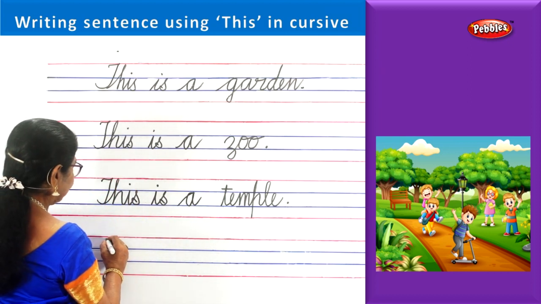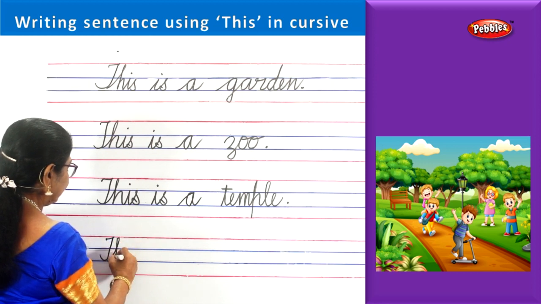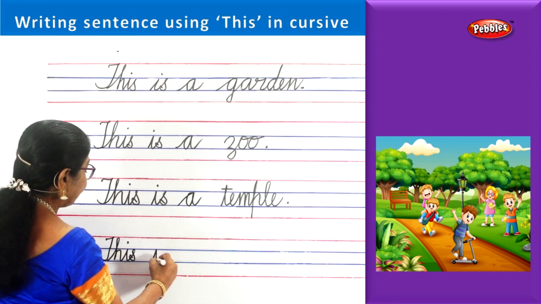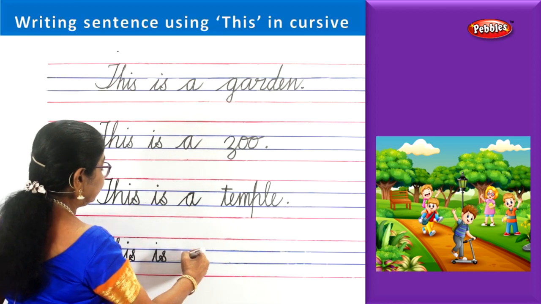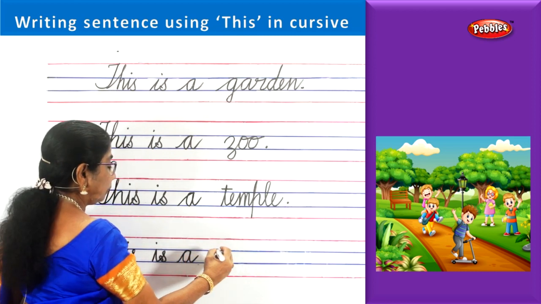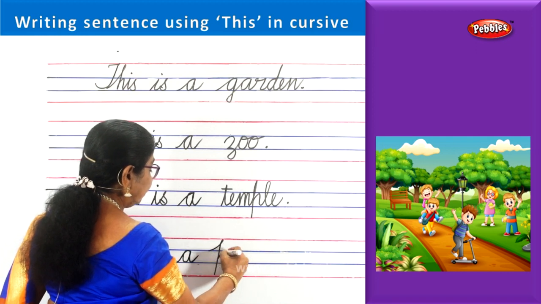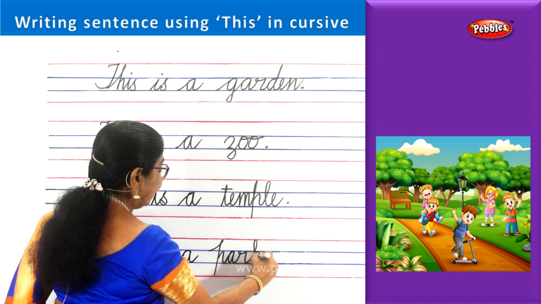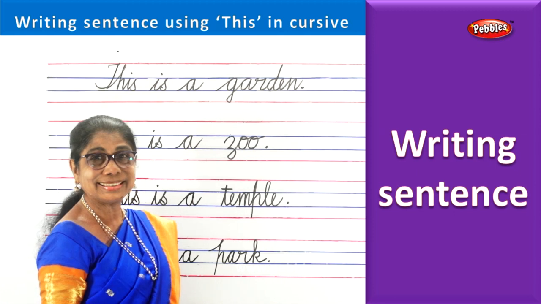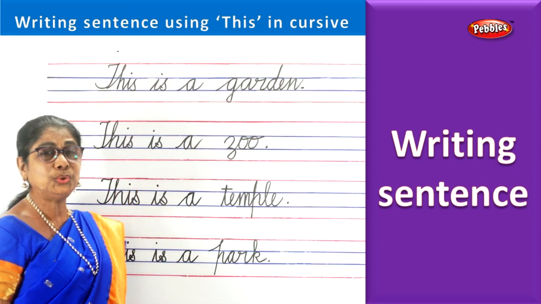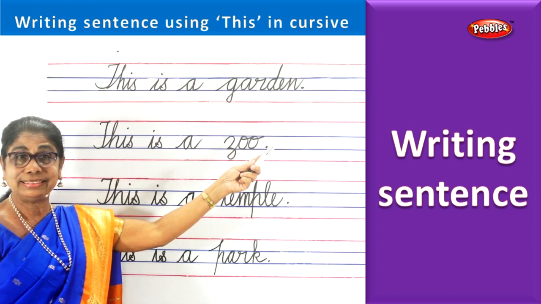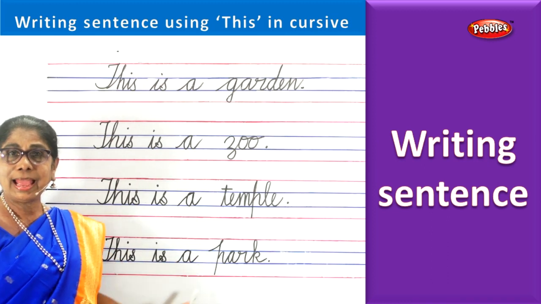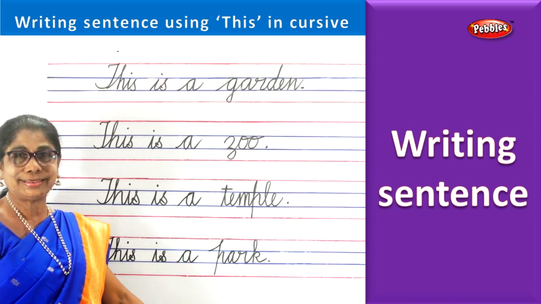This is a park. P A R K. Let's look at the sentences. Look, this. We wrote 4 sentences using this. This is a garden. This is a zoo. This is a temple. And this is a park.